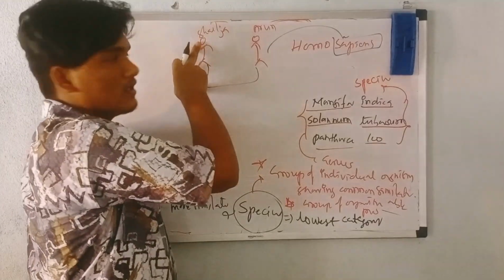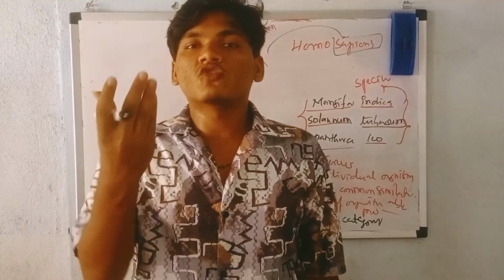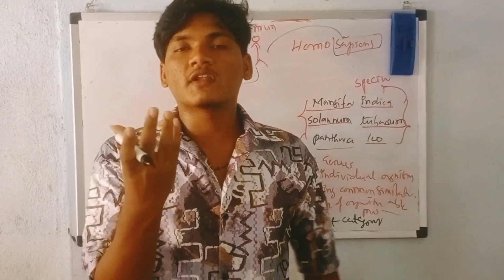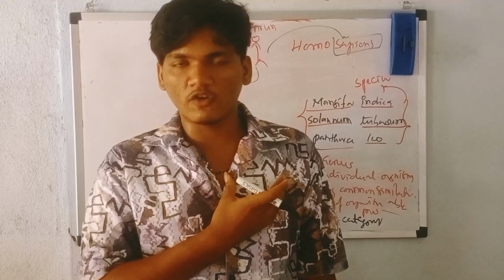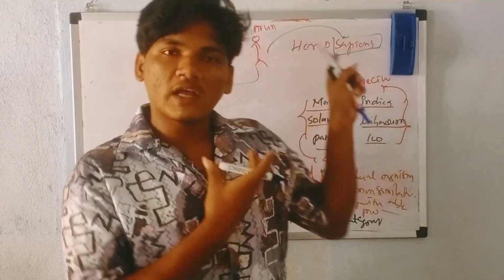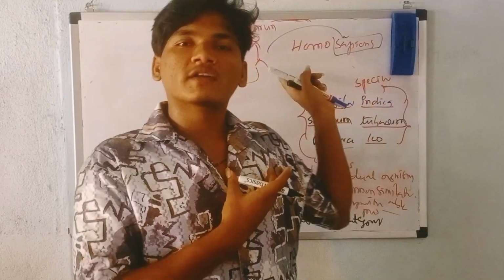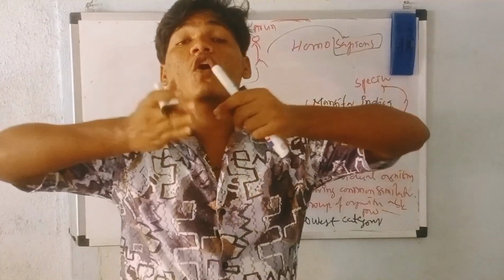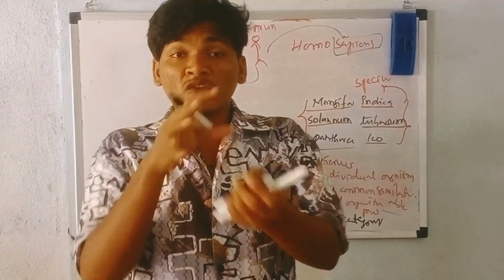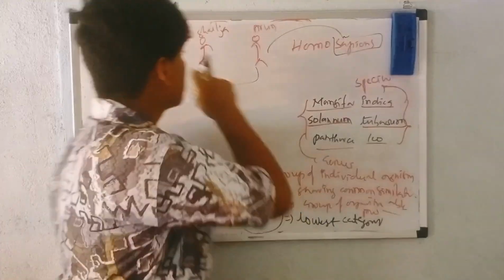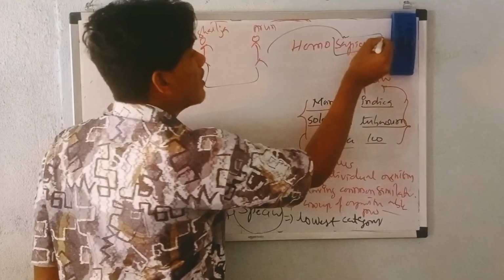Shailaja also has a brain, while Arun also has a brain. Shailaja also has a heart on the left side of the lungs, and Arun also has the same at the same place, right? He also has a kidney, she also has a kidney. These are the common characters between them. Based on these similarities, we can place them both in the same species called sapiens.